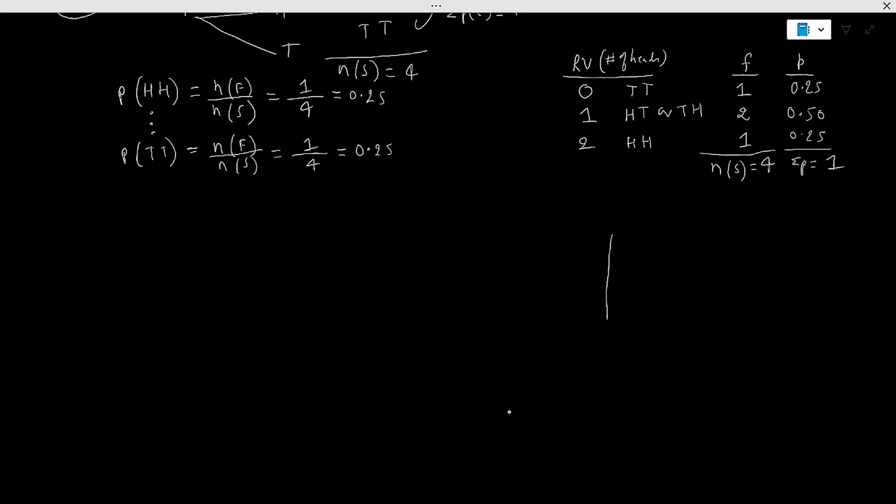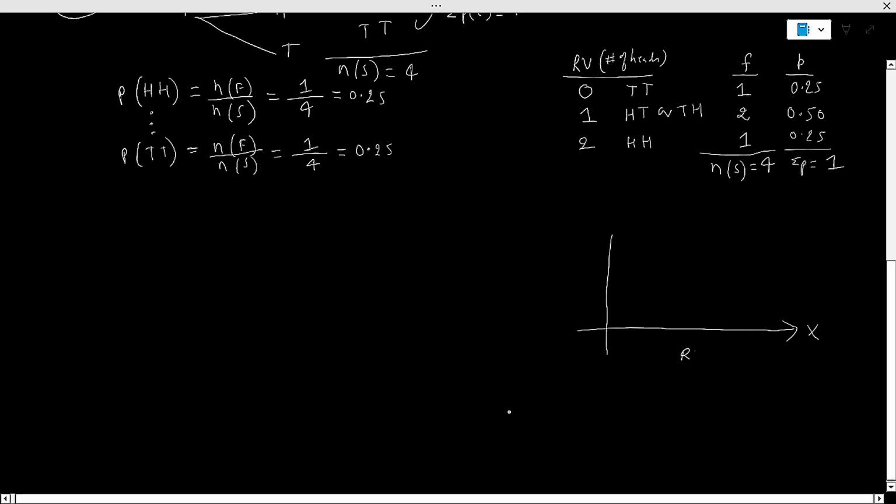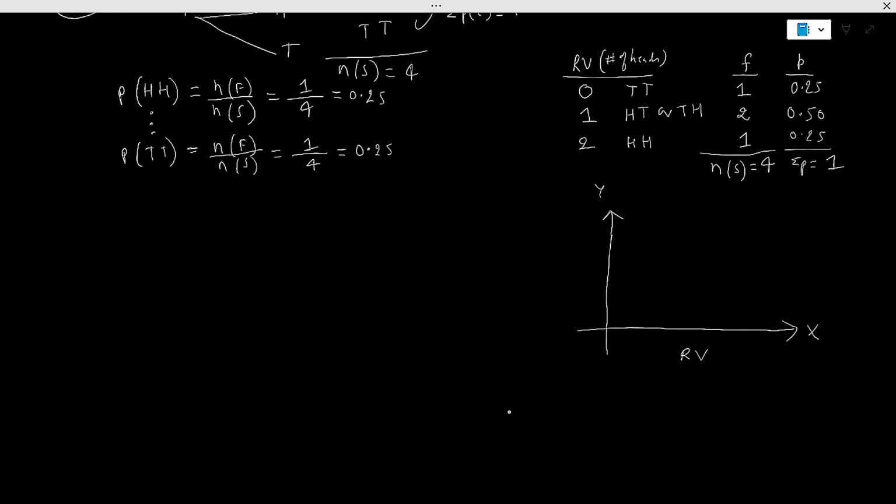Now let us plot them in a graph. On the x-axis, we're going to plot the random variable, and on the y-axis, we're going to take the frequency. Our random variable ranges between 0 and 2, and the frequency ranges between 1 and 2. When x is 0, our frequency is 1, so let's take this point. When x is 1, we get the maximum point, where y is 2. And when x is 2, again the frequency is 1. Let us join these 3 points making use of a curve.